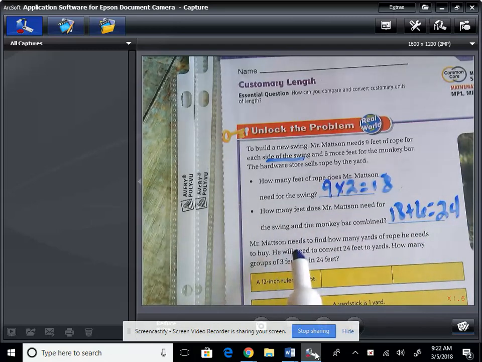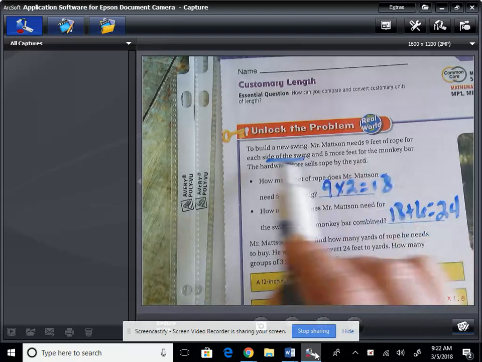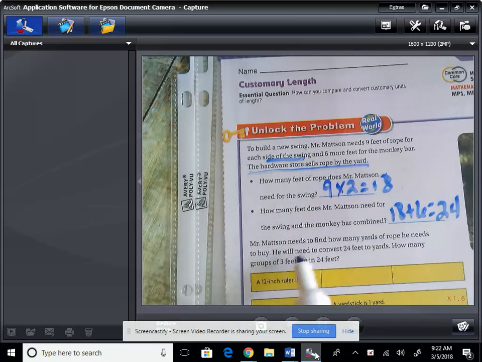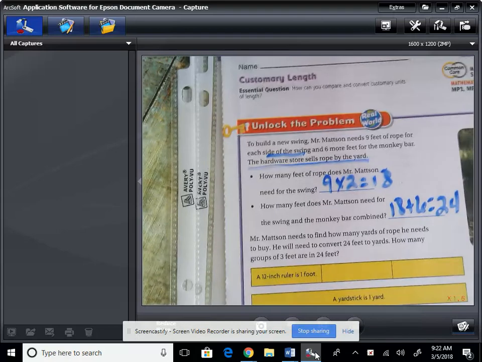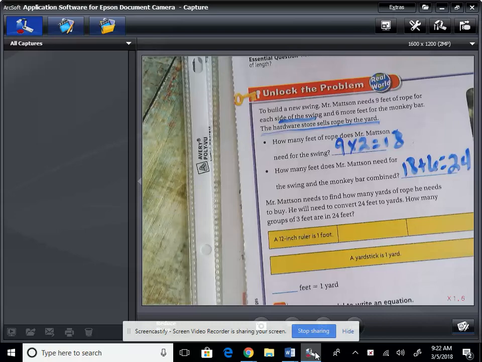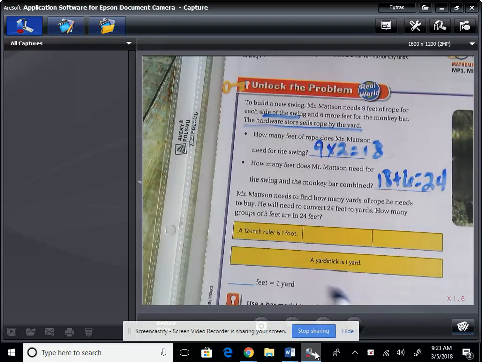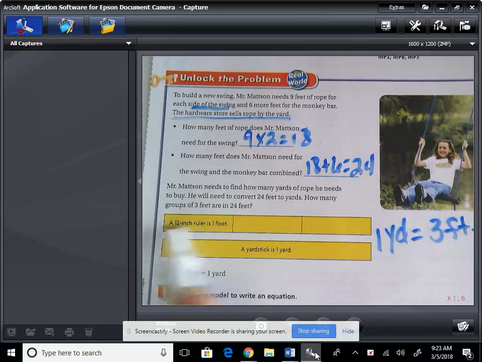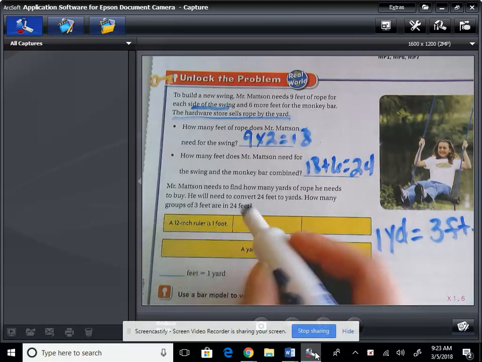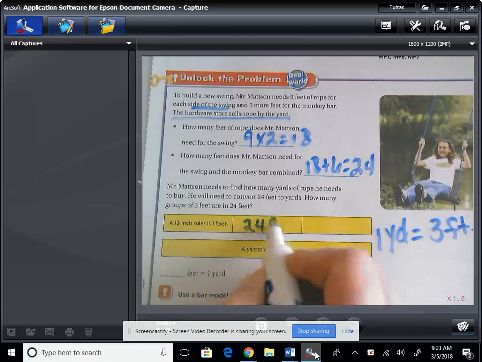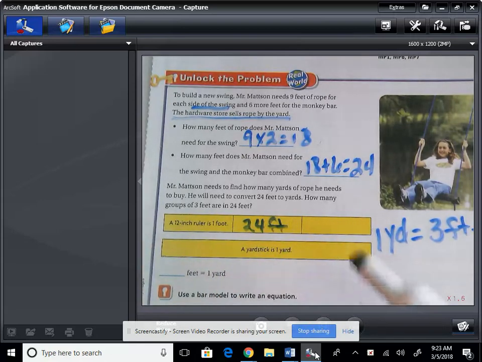Mr. Madison needs to find how many yards of rope he needs to buy because the hardware store only sells it in yards. He will need to convert 24 feet to yards. How many groups of 3 feet are in 24? So why did they say 3 feet? Well, because 1 yard is equivalent to 3 feet. 1 yard equals 3 feet. So if we have 12, this would be 24 feet because 12 plus 12 is 24.